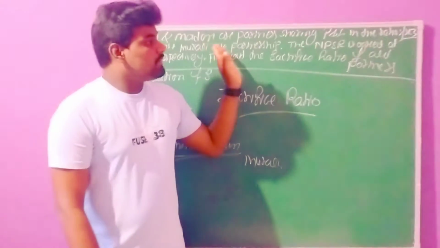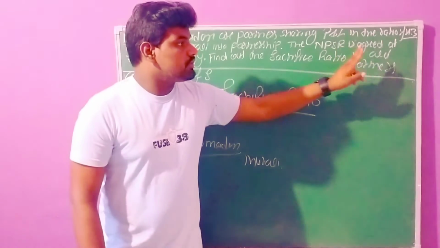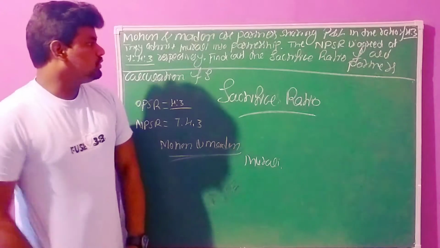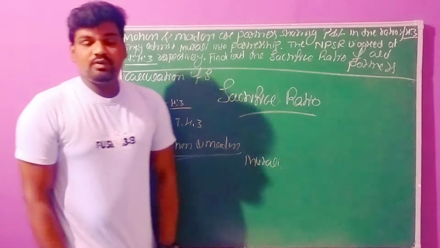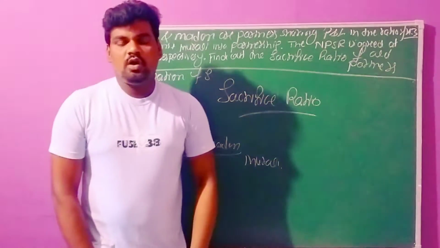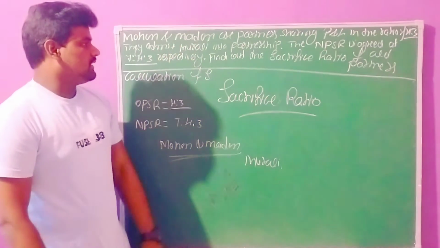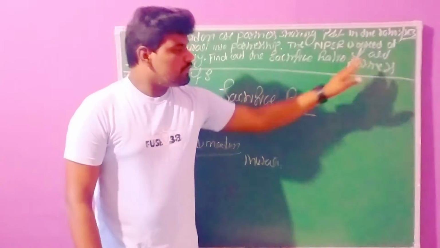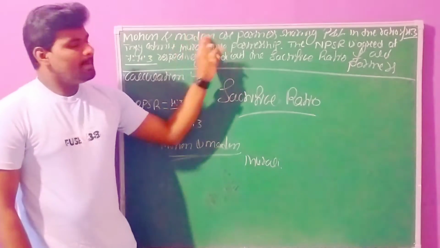Murali is a new partner. So after the admission of the new partner, Murali, the new profit sharing ratio is agreed at 7:4:3 respectively. This is the new profit sharing ratio after the admission of the new partner, Murali. Finally, find out the sacrifice ratio of old partners. Old partners means nothing but Mohan and Madan, right?